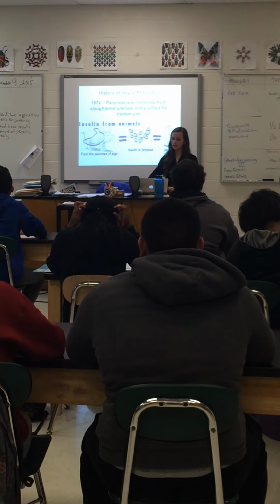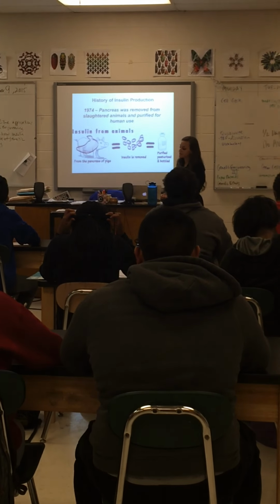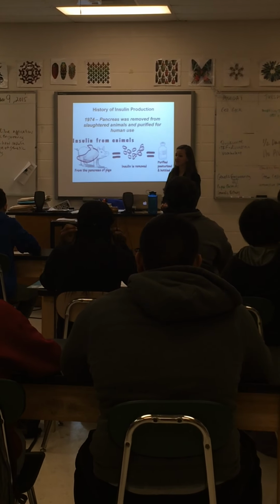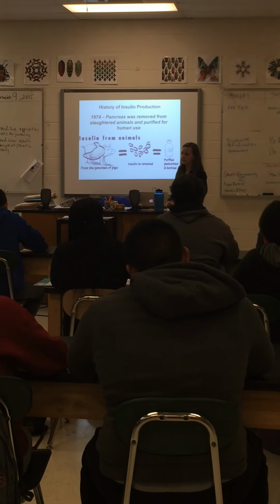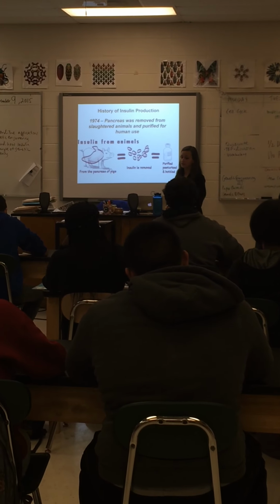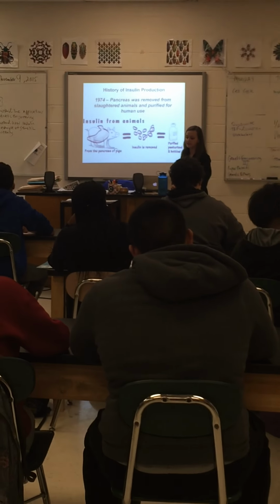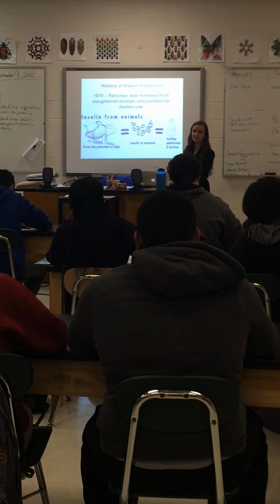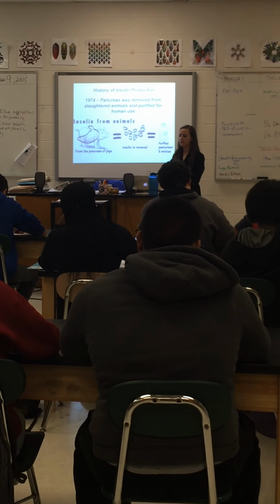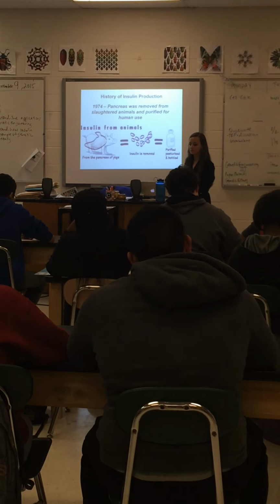So a little background about insulin production. In the 70s, we used slaughtered animals, and purified their insulin from their pancreases and used it for humans. So we would kill these poor pigs and cows and whatever and remove the insulin from their pancreas and then purify it for human use.